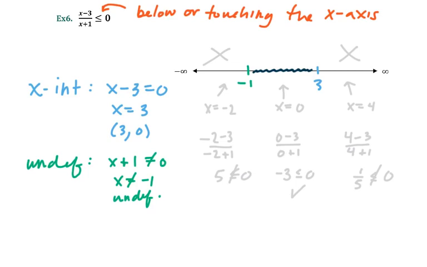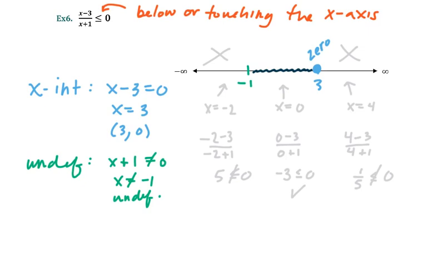But we have to ask ourselves, can we touch? Are we allowed to touch? So when we go back and look at what was given right here, you can see we have less than or equal to. So equal to lets me know that I can be touching that point. It means I'm allowed to include 3. 3 is a 0, so I'm allowed to touch it, right? So I can use a solid dot there.